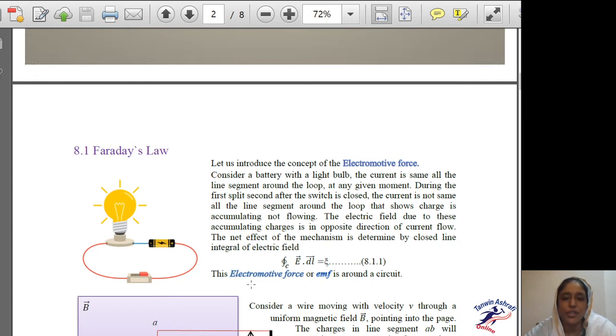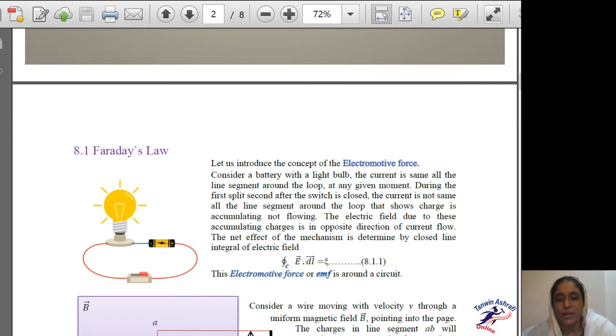The electric field due to these accumulating charges is in the opposite direction of the current flow. That is, they oppose the current flow. The effect of the mechanism is determined by the closed line integration of the electric field. Therefore, the closed path integration of E dot dl is equal to the electromotive force, EMF.